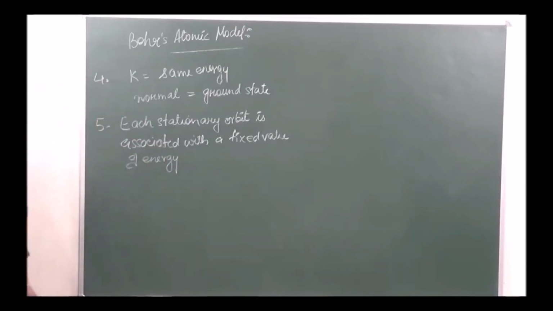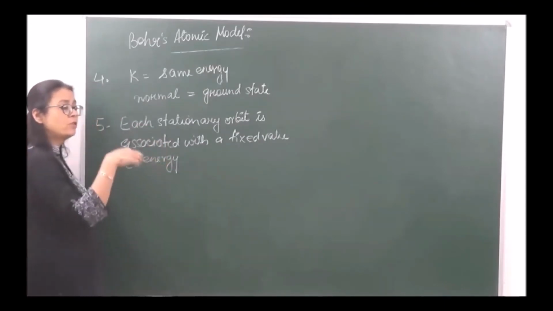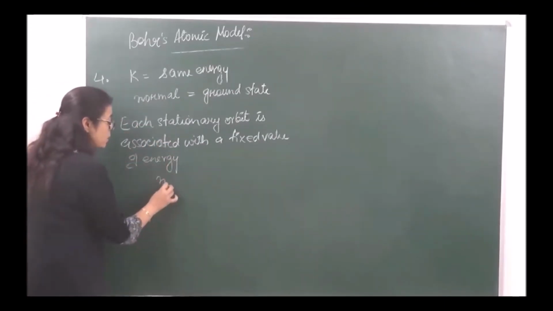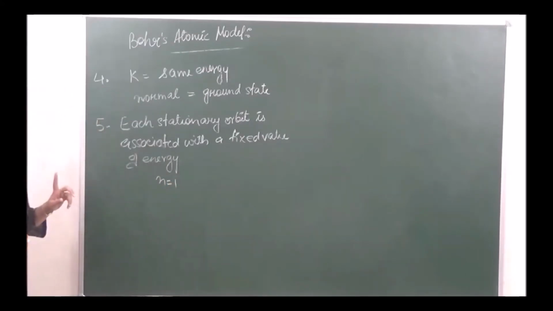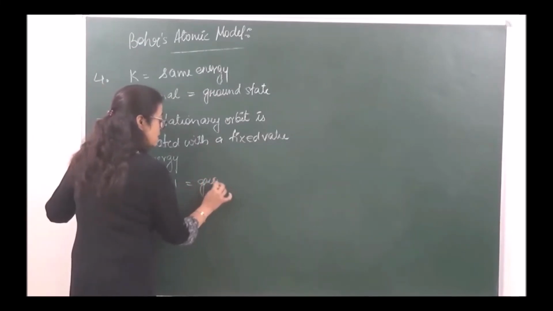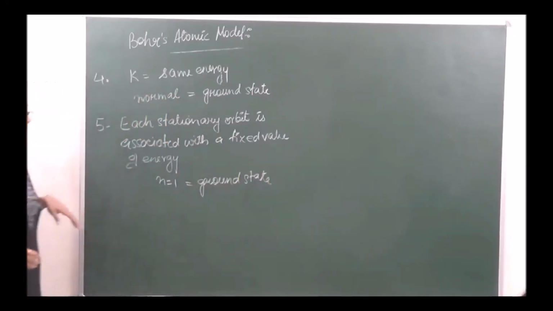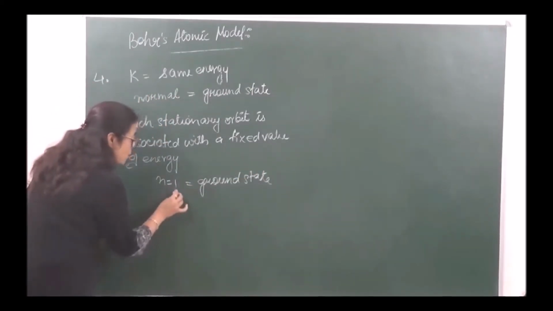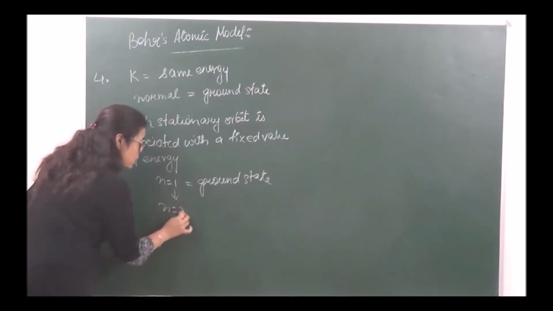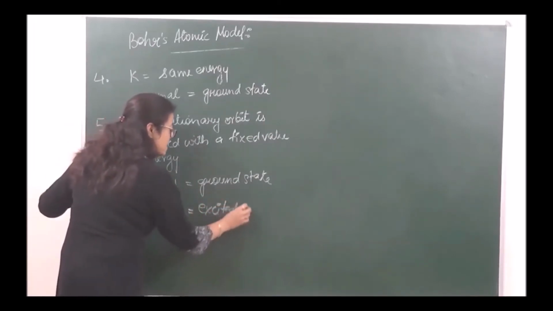Each orbit is associated with a fixed value of energy, right? Now, if it is associated with a fixed value of energy, we say that when an electron shifts from one orbit to the other, for example, the electron first is in the first orbit, n is equal to 1, then this is known as the ground state. If the electron now shifts from 1 to n is equal to 2, then this is known as the excited state.